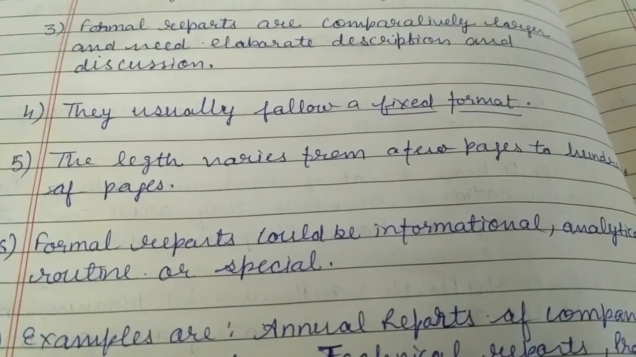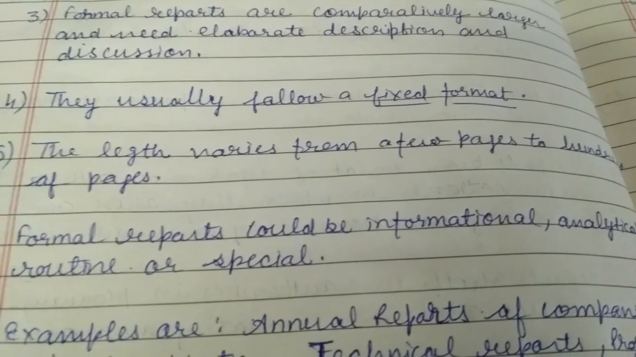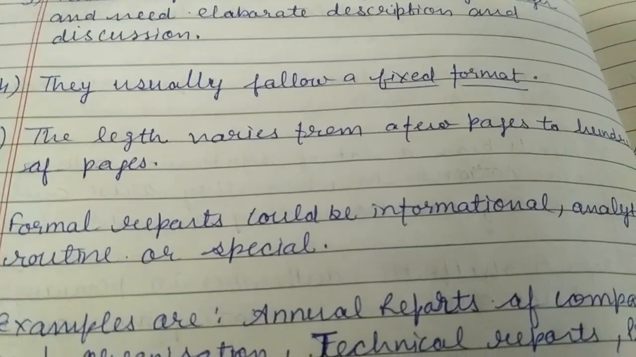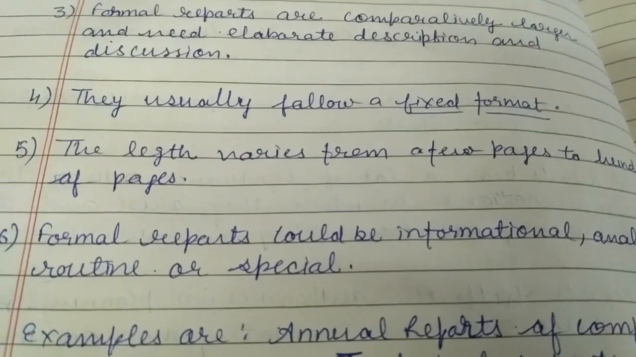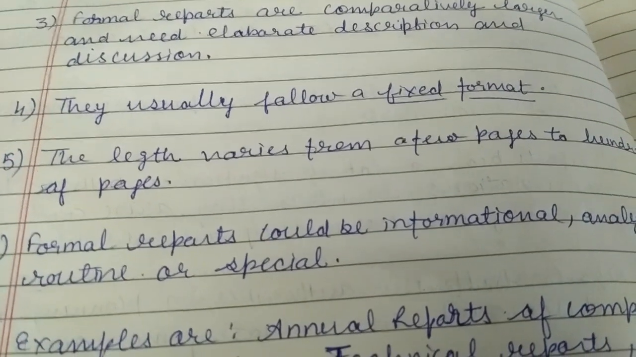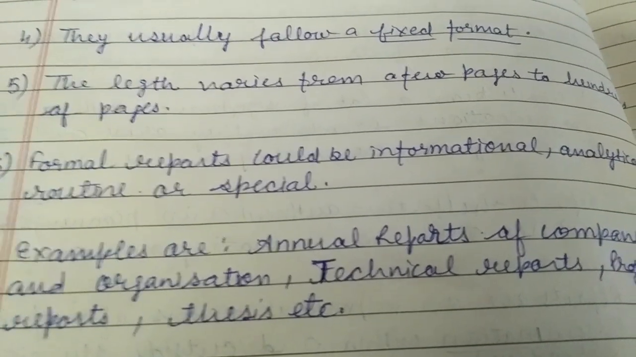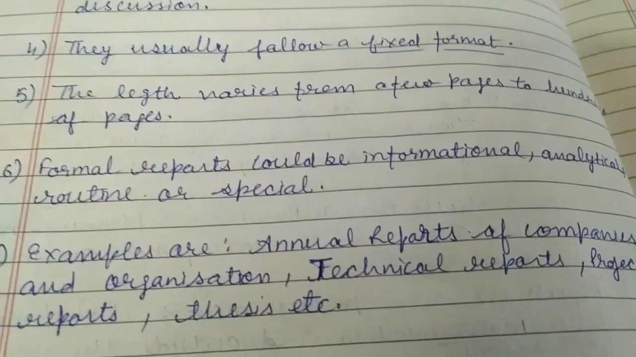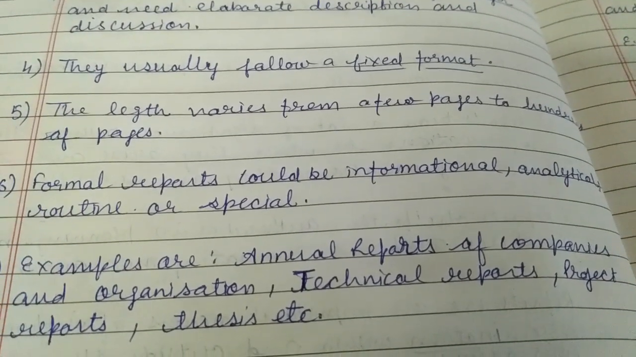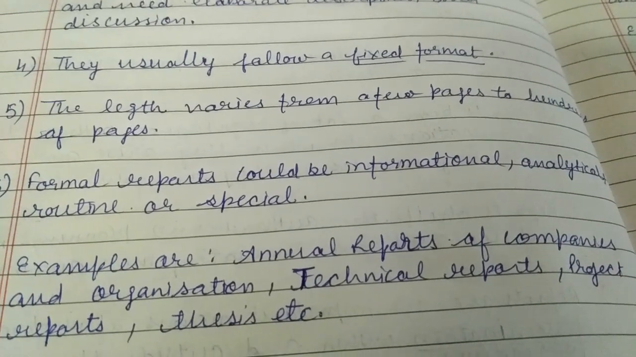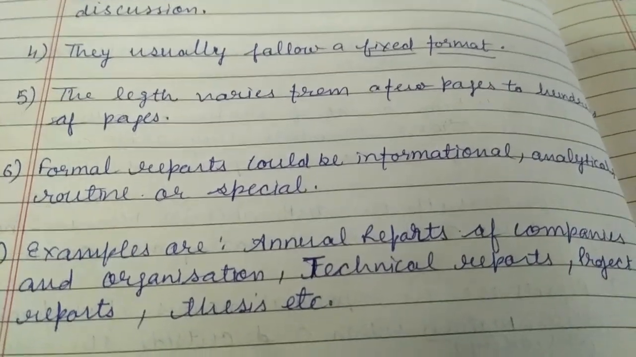Formal reports could be informational, analytical, routine or special. So it can be in the form of analytical report, informational report, routine report or special report. Examples are annual reports of companies and organizations, technical report, project report, thesis. These all are the examples of formal reports.